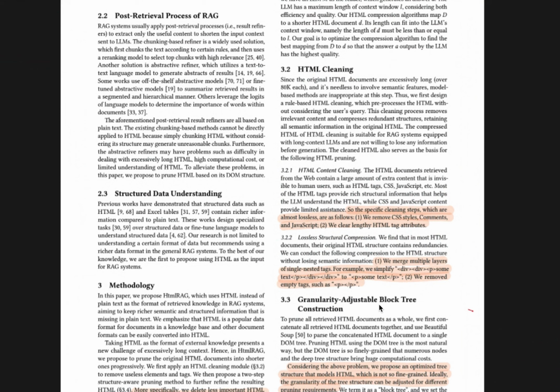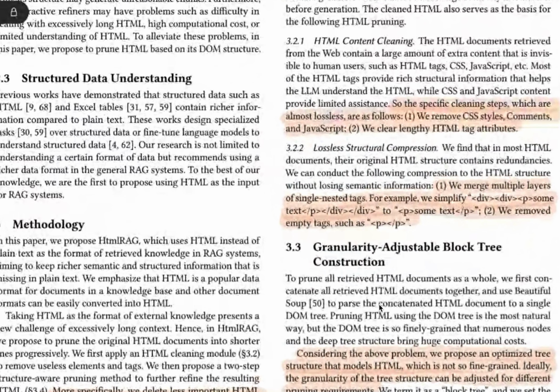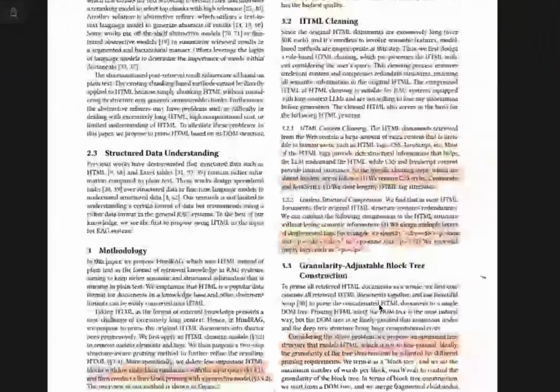Lossless structural compression. We find that in most HTML documents, their original HTML structure contains redundancies. We can conduct the following compression. What compression? We merge multiple layers of single nested tags. Okay, they have given a very good example here. They say that we simplified the paragraph, some text here, and then you have another closing paragraph and this. So we can do this to this, right? What do you guys think? Because if you see, we remove the empty tags such as p, right? So these are not needed here, so that can be removed.